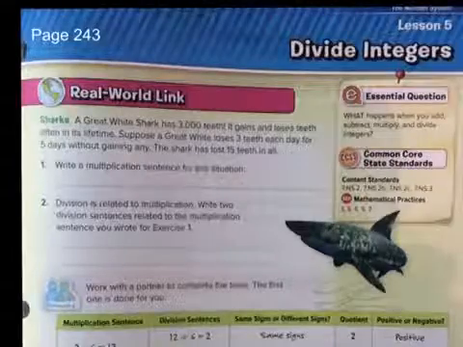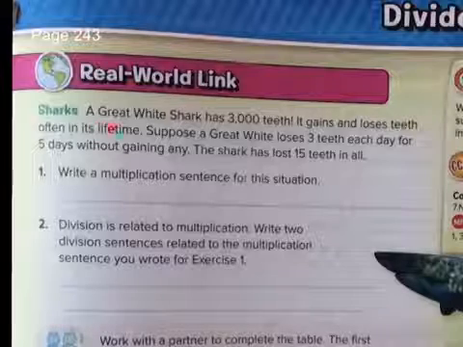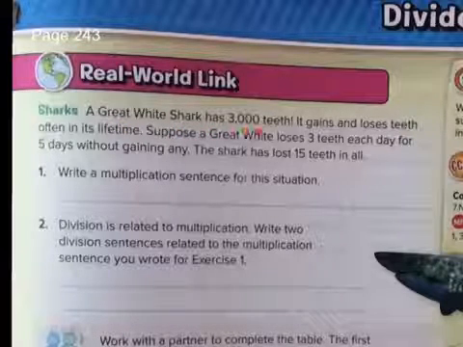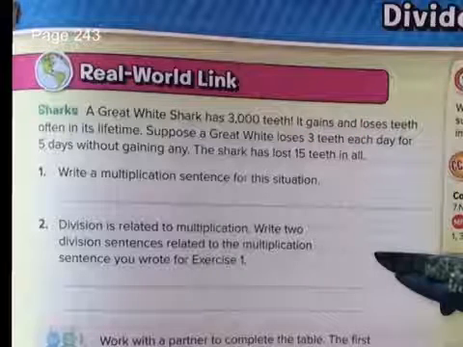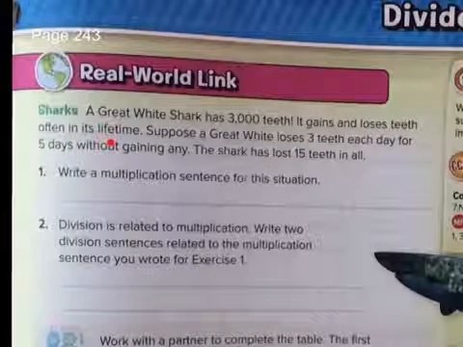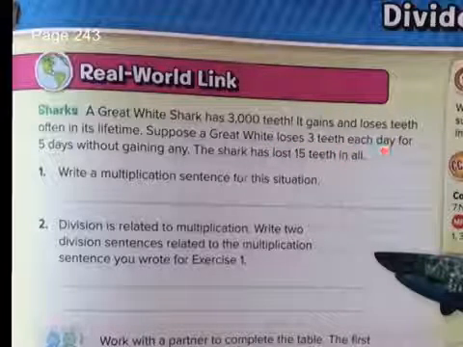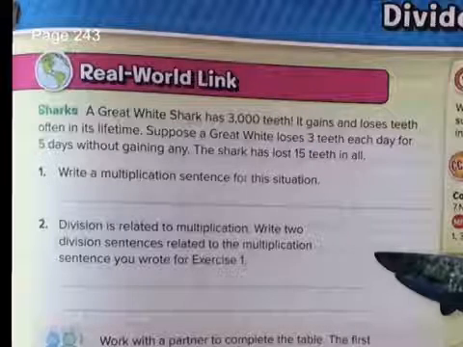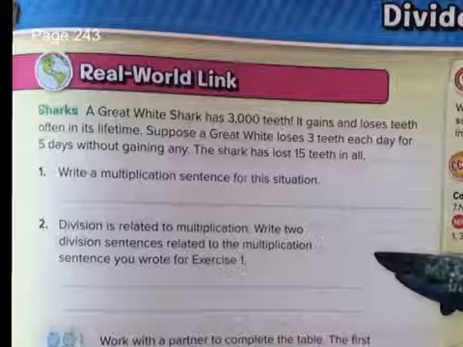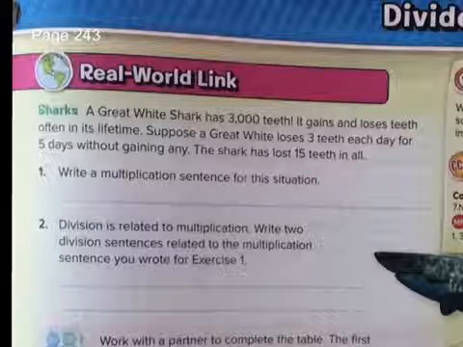Let's look at the real world connection here. We're going to talk about sharks. A great white shark has 3,000 teeth. Holy moly. It gains and loses teeth often in its lifetime. Suppose a great white loses 3 teeth each day for 5 days without gaining any. So it's going to lose 3 each day for 5 days. The shark has lost 15 teeth in all.